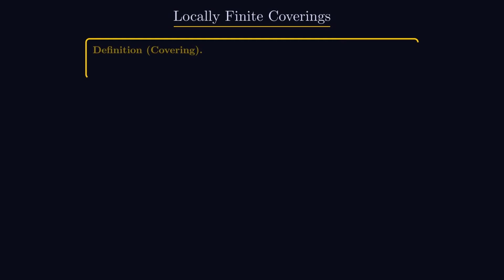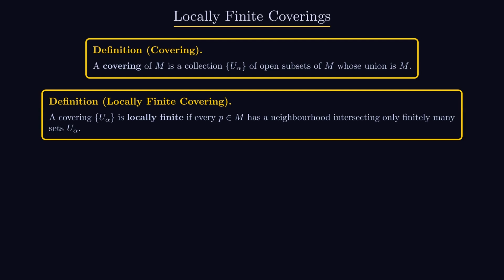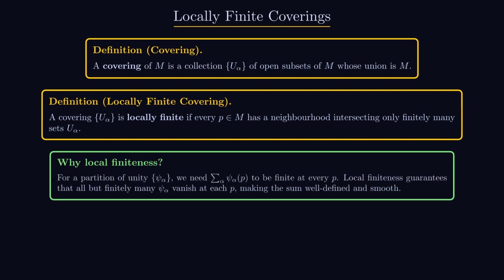Now that we have our local building blocks, the bump functions, we need a global strategy to glue them together. This requires us to look at how we cover the manifold. A covering of M is a collection of open subsets whose union is all of M. A covering is locally finite if every point in M has a neighborhood that meets only finitely many of the sets U alpha. For the partition of unity sum over alpha of psi alpha of P to be finite at every point P, we need all but finitely many psi alpha to vanish at each P.